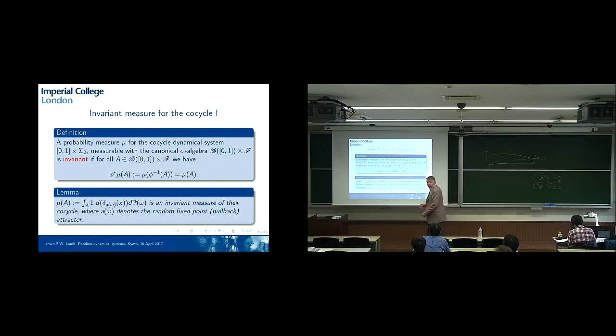Okay, so now it's important, because now we have to introduce some objects. A probability measure for the cocycle dynamical system, that's the system on the base plus the fibers, is called invariant if it's invariant under the action of the dynamics. So here's the dynamics of the cocycle. We let it act on the thing, but what we do is that we take the inverse on the argument, and I want to check that it's the same measure.